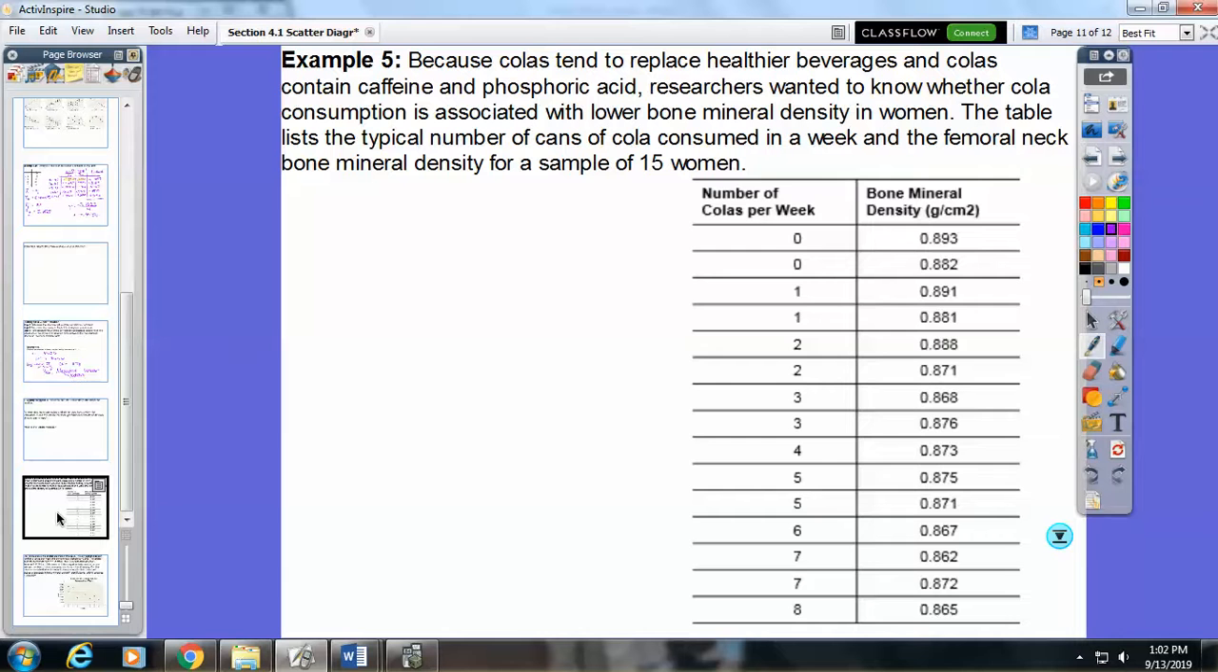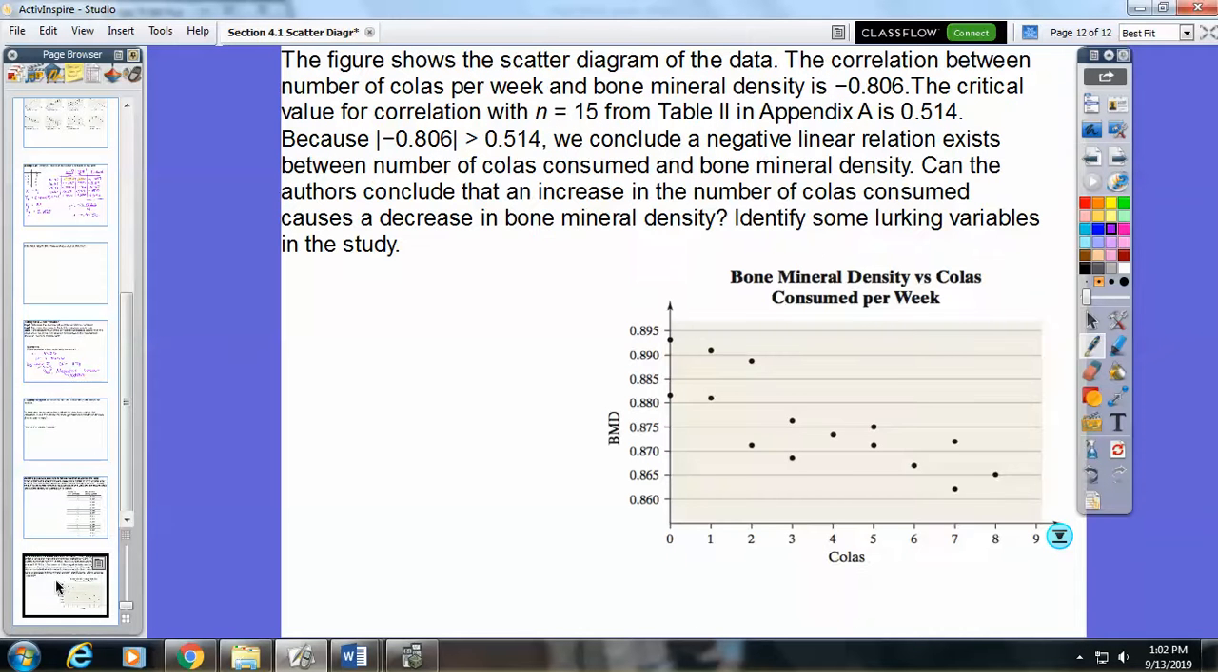This example was talking about the number of sodas drank a week and bone density. And if we look at this, it looks like as you drink more sodas a week, what's happening to your bone density? So does that mean drinking soda decreases your bone density? No, but I mean it can. Maybe it does. We don't know that it doesn't, but could it be something else?